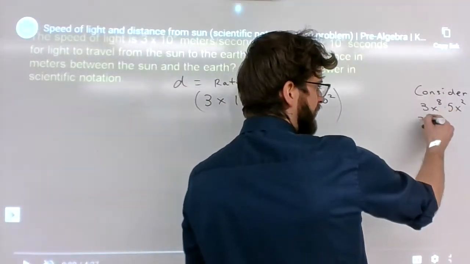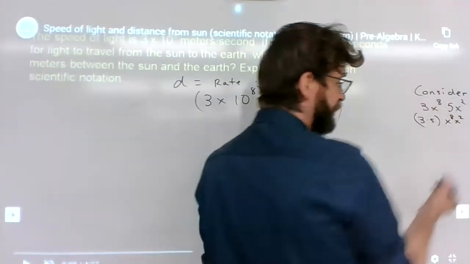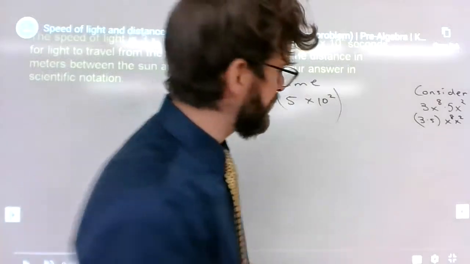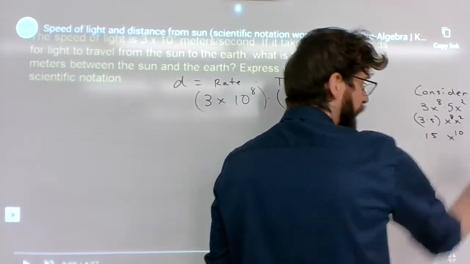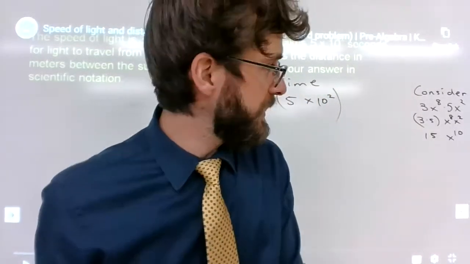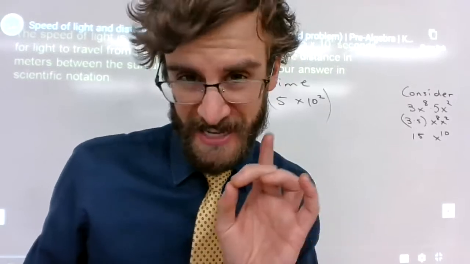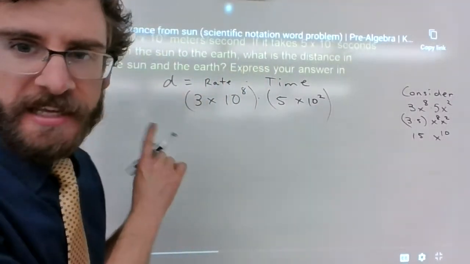3 times 5, x to the 8 times x to the 2. All I did was use the commutative property to rearrange things. 3 times 5 is 15. X to the 8 times x to the 2 is x to the 10. Remember, you add the exponents. The 10 power is now the x. You do the same thing here.